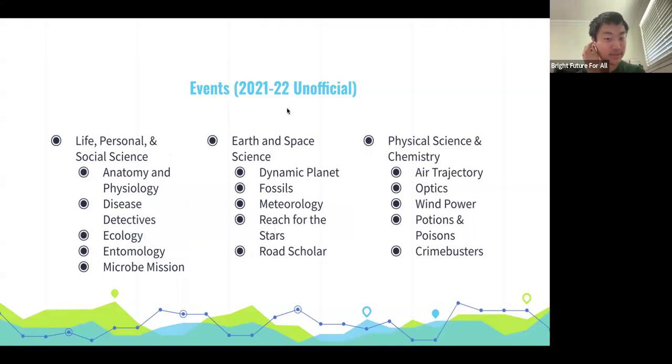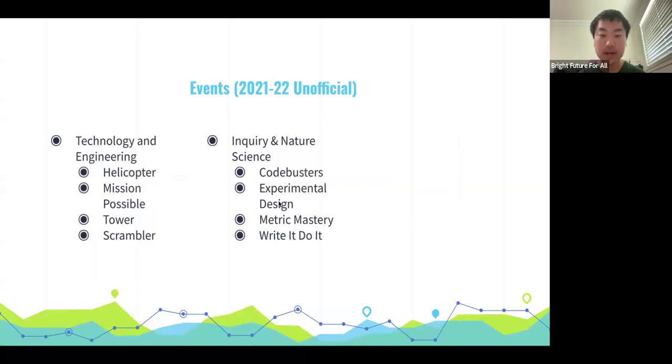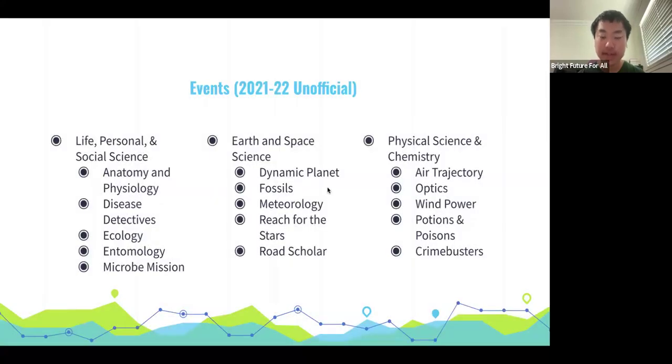These are actually the events for the unofficial 2024 to 2025 season, not 21 to 22. Sorry, this slideshow has been reused before. Basically, there are going to be 5 categories of the 23 official events. They might also run some unofficial events.